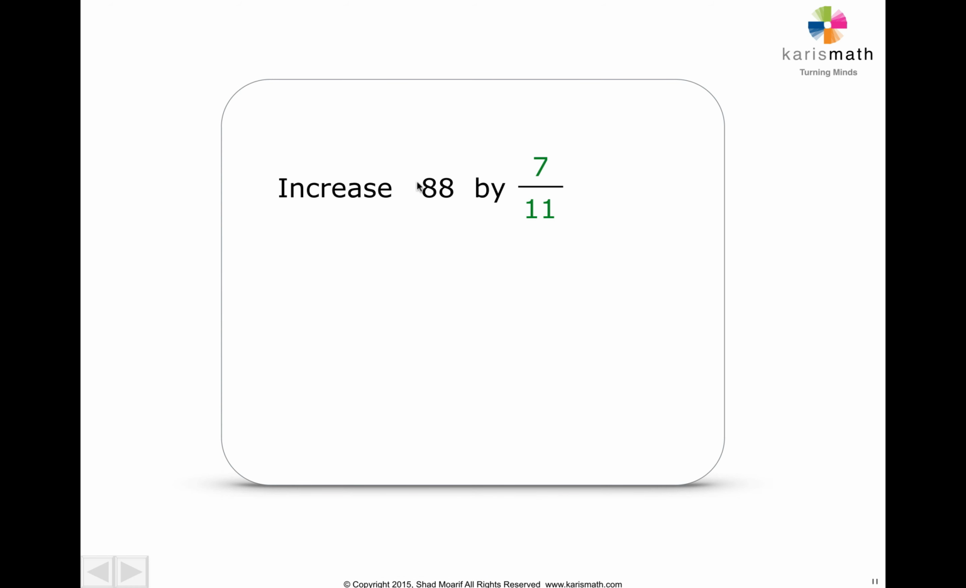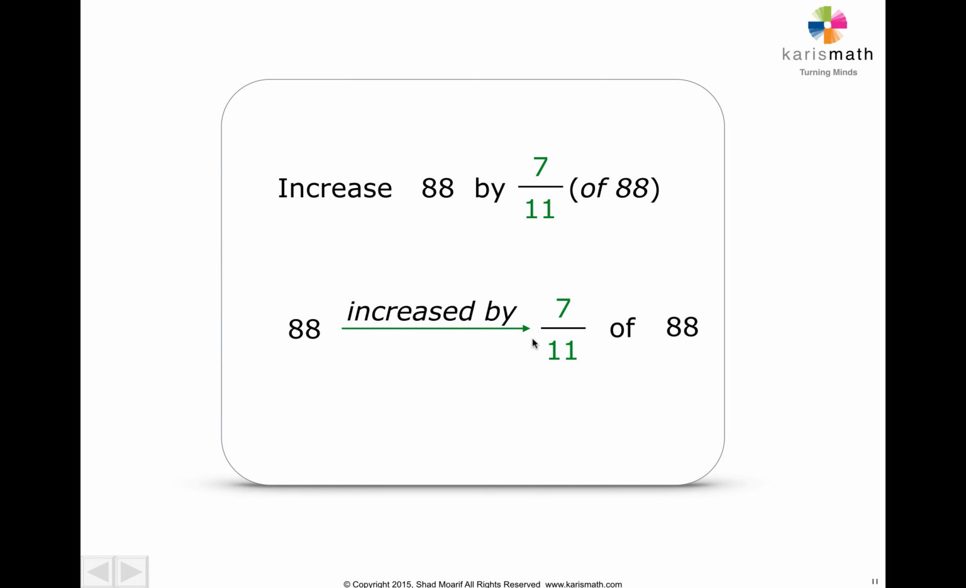So you have a pretty good idea what that means. So if you want to increase 88 by 7/11, you want to do a quick short method. Well, just take 7/11 of 88. What's that? 88 increased by 7/11 of 88, which is what? 8 times 7. And that gives us 56. And so we add 88 to 56, which is the increase, and we get 144. And that's the answer. Simple.